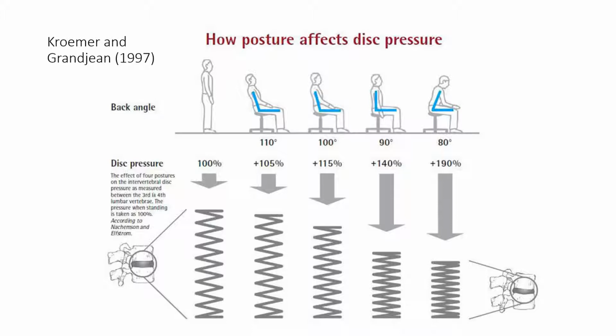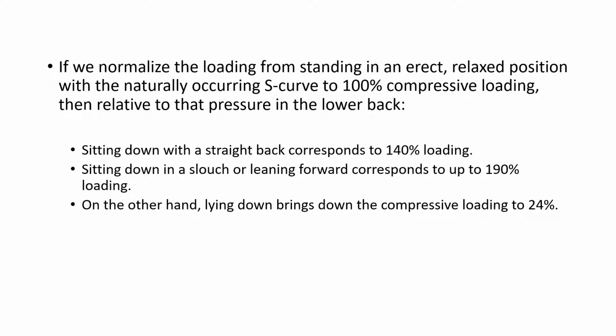If the pressure in standing position is considered 100%, the person who is sitting with a little bit leaning backward will have 105% of pressure inside the disc. But look at this graph, and you can see when the person is leaning forward, the pressure inside the disc will increase to 190%. In the lying position, the compressive load on the disc will decrease to about 24%.